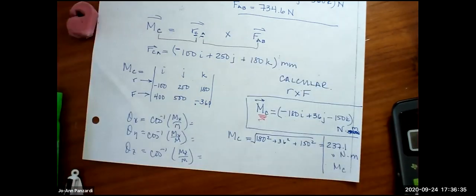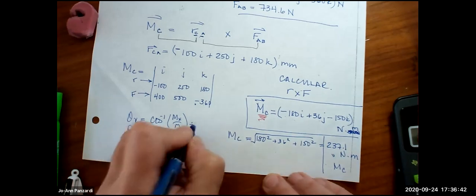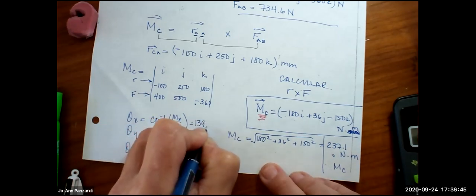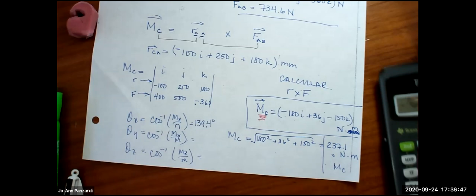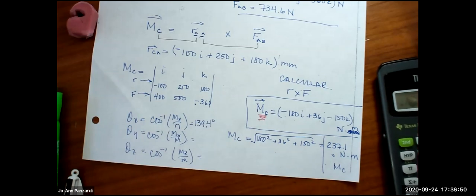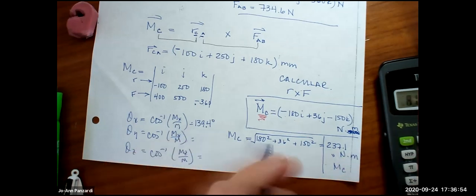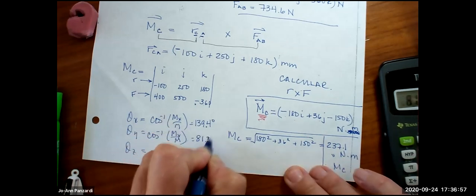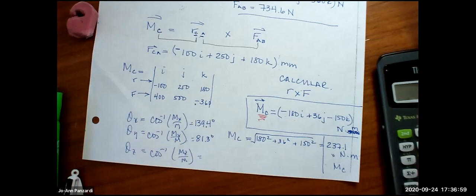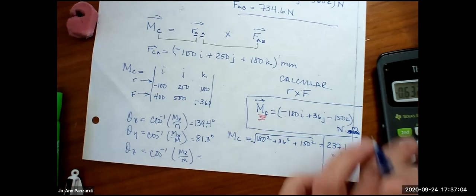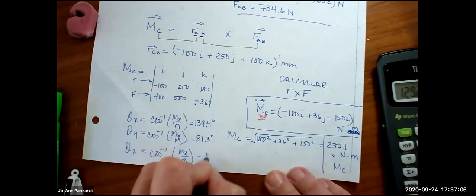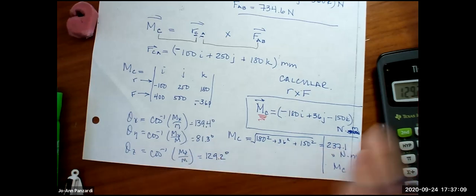Negative 180 divided by 237.1 equals inverse cosine, 139.4 degrees. Keep using those to 1 decimal place. 36 divided by 237.1 inverse cosine, 81.3 degrees. And negative 150 divided by 237.1 equals inverse cosine, 129.2 degrees. That's what I get.